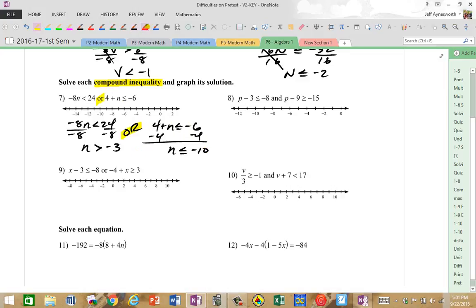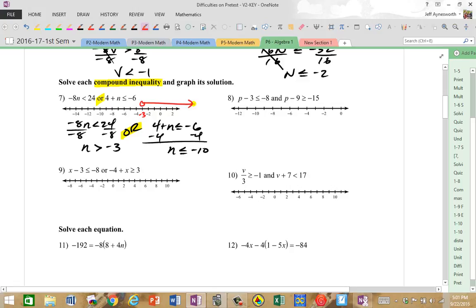So this is all numbers greater than negative 3, to the right of negative 3. All numbers less than negative 10 lie to the left of negative 10. So x can be here or x can be here. All right, we're not looking for the intersection here, guys. This is an or statement.